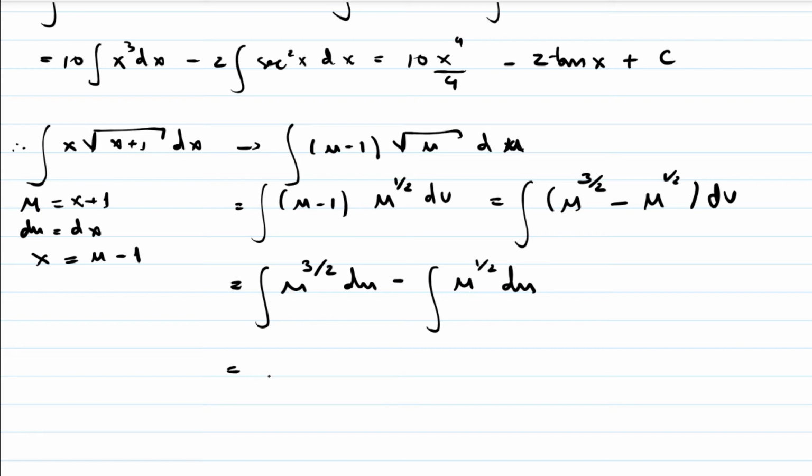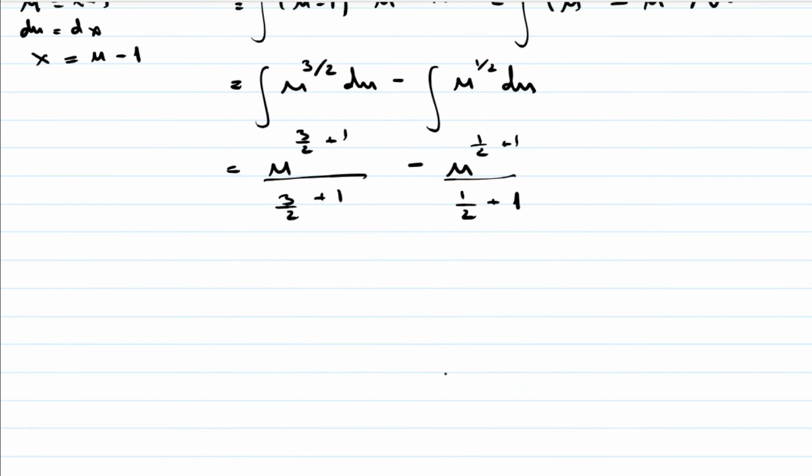So this is going to be what? This is going to be u into 3 divided by 2 plus 1 divided by 3 divided by 2 plus 1, minus u into 1/2 plus 1 divided by 1/2 plus 1. Fine. This is going to give us this expression in terms of u.